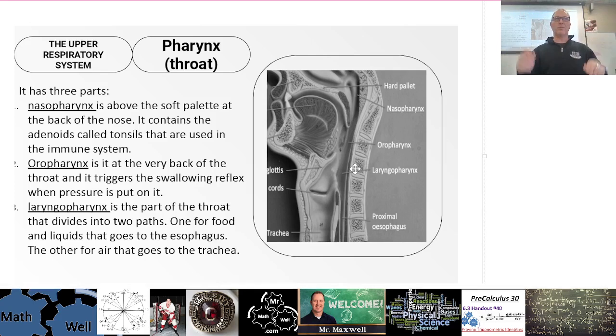You heard that expression before? Down the wrong pipe? Yeah, that's when food goes down towards your lungs, not good. And of course you cough and the pressure kind of pushes things back up and back out. That's why you cough. And if something gets lodged in there and it's not easily pushed out by air pressure, that's when you start to choke.